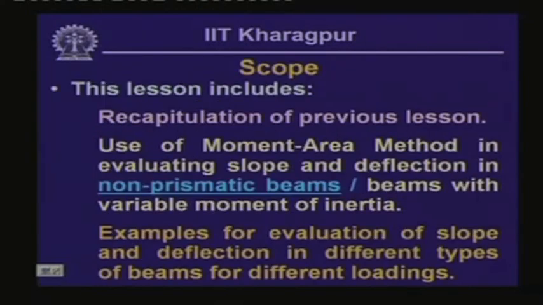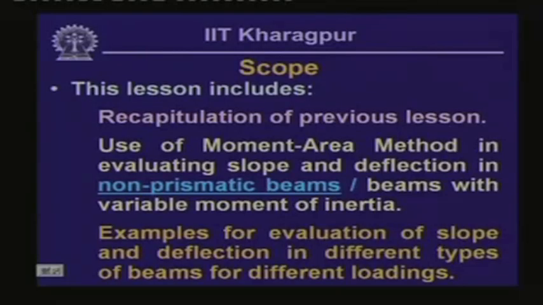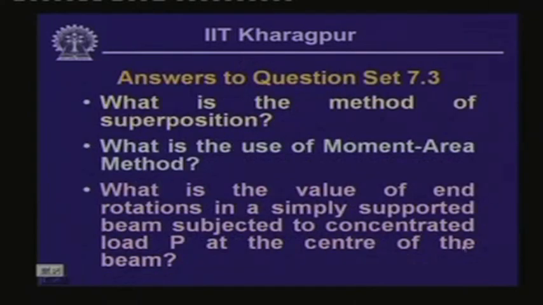The scope of this particular lesson includes the recapitulation of the previous lesson, and we will be doing that through question answer sessions. We will be answering the questions which were posed last time, and thereby we will recapitulate the previous lesson. It also covers the use of the moment area method in evaluating slope and deflection in non-prismatic beams or beams with variable moment of inertia. Also, this lesson includes examples for evaluation of slope and deflection in different types of beams for different loadings. Well, let us look into the answers of the questions which were posed last time.